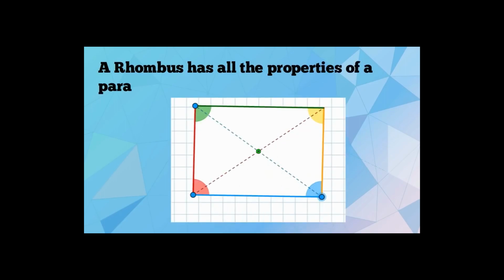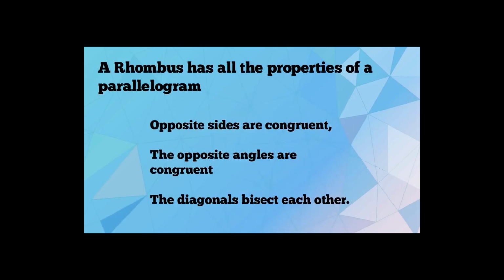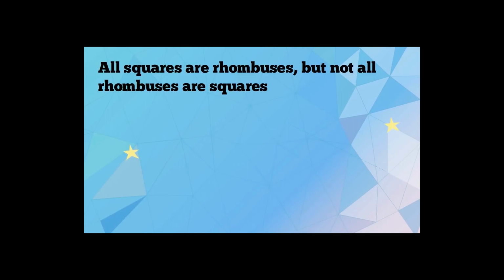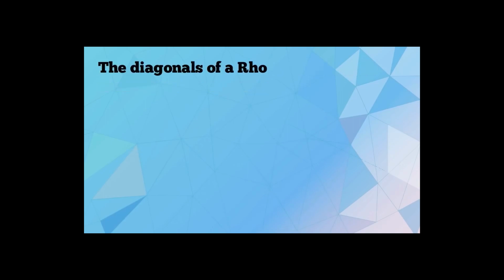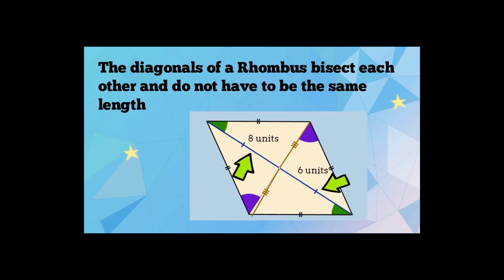A rhombus has all the properties of a parallelogram. These include opposite sides are congruent, opposite angles are congruent, and the diagonals bisect each other. All squares can be considered a rhombus, but not all rhombuses are squares. The diagonals of a rhombus bisect each other, but they do not have to be the same length.